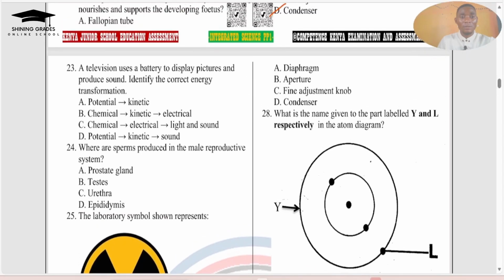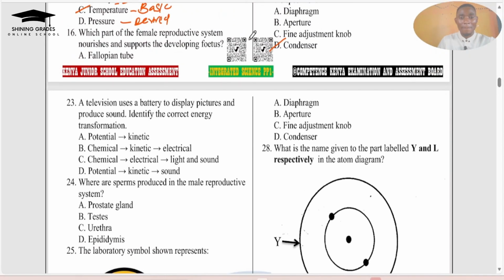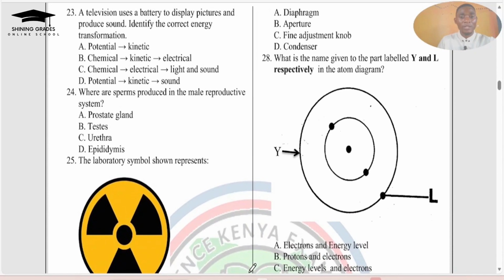Question 23. A television uses a battery to display pictures and produces sound. Identify the correct energy transformation. We have energy transformation from one form of energy to another.